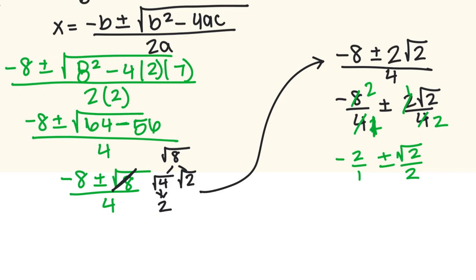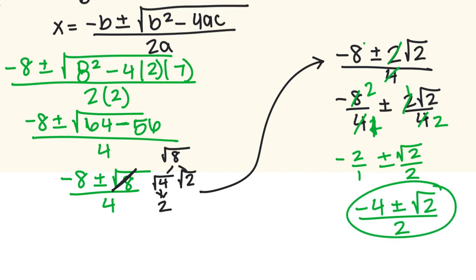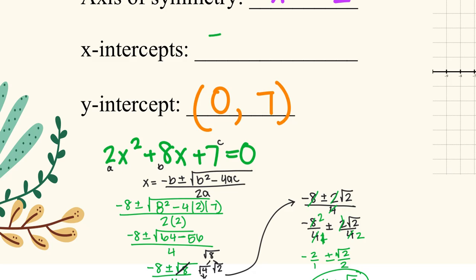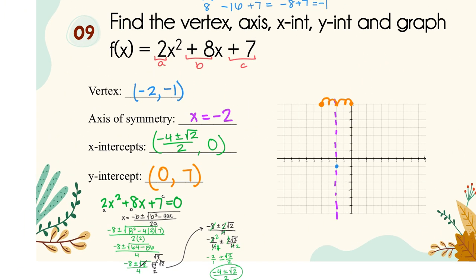Or you can write it as negative 4 plus minus square root 2 over 2. You could write it like that. I would just leave it like this because this could be simplified for all of them. So writing it out, my x-intercept would be negative 4 plus minus square root 2 over 2 and 0. And I would leave it like that. I can't graph that, so this would be my final answer.